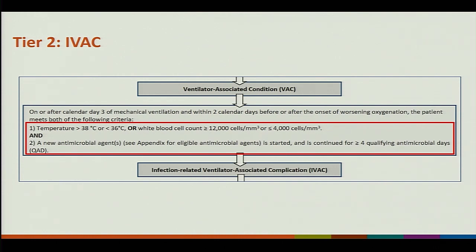So for IVAC, the patient meets VAC on or after day 3 of mechanical ventilation, and then within 2 calendar days before or after the onset of worsening of oxygenation, a patient must meet both of the following criteria: either a temperature of greater than 38 degrees Celsius or less than 36 degrees Celsius, or a white blood cell count greater than or equal to 12 or less than or equal to 4, and a new antimicrobial agent is started and continued for at least 4 qualifying antimicrobial days. This is right from our VAE algorithm in our protocol.